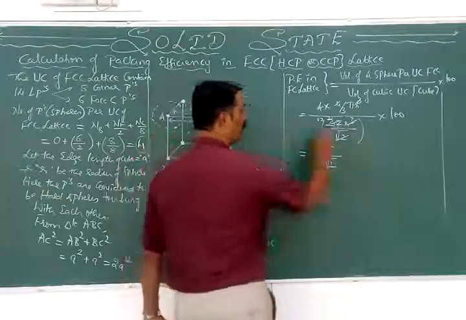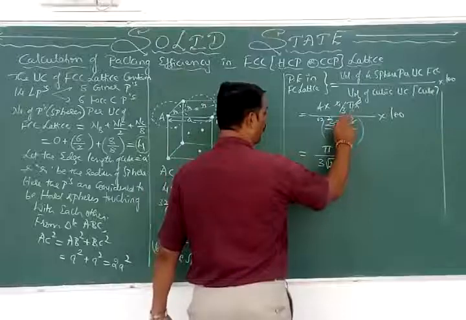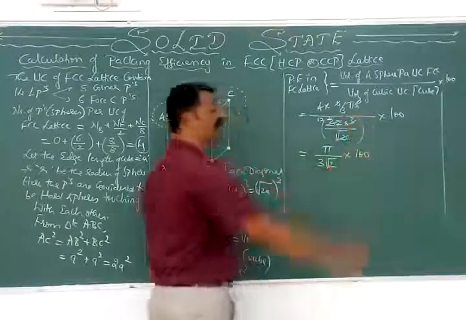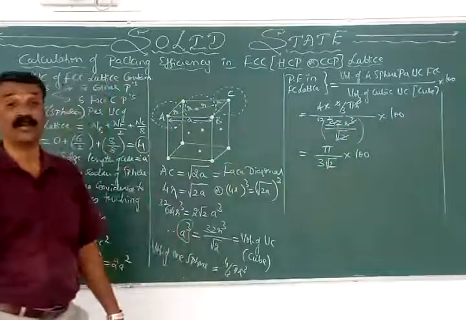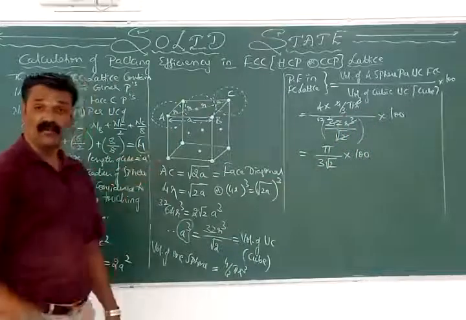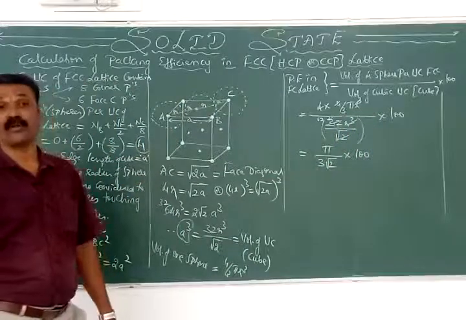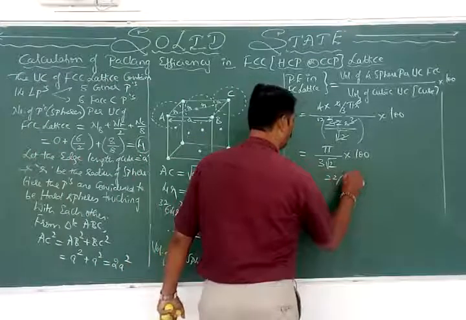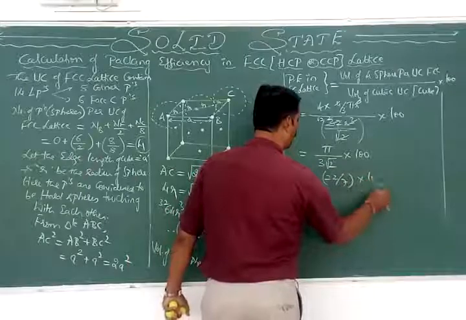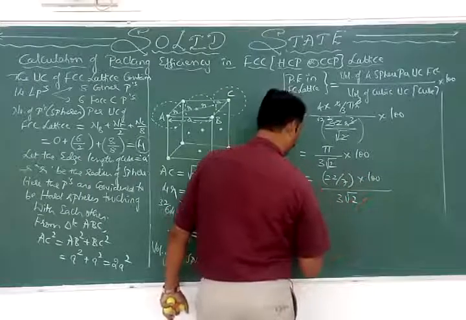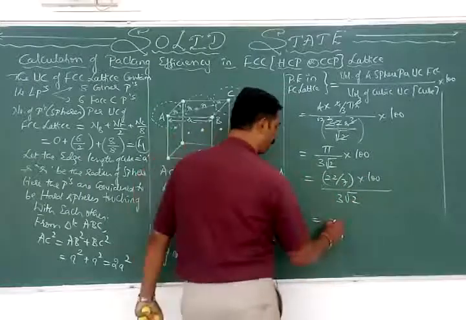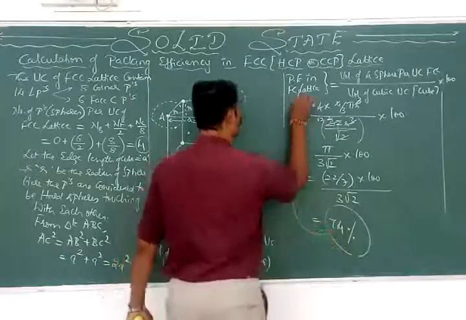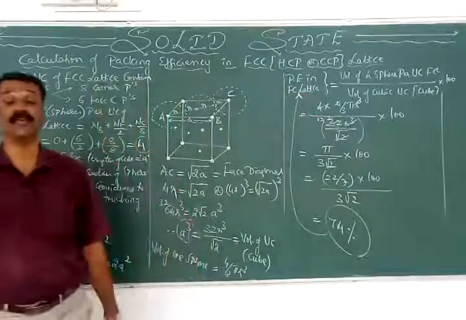If I simplify that, pi divided by 3 into root 2. If I need the percentage, we have to multiply that by 100. Substitute the value of pi, which is 22 by 7. On simplification of 22 by 7, into 100 divided by 3 root 2, it becomes 74%.